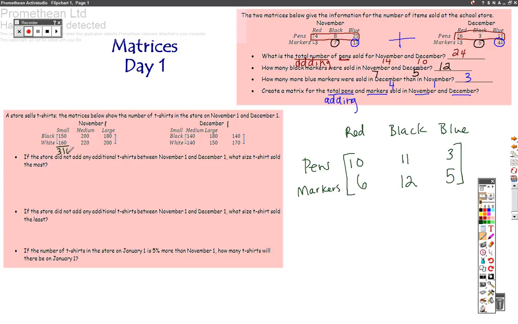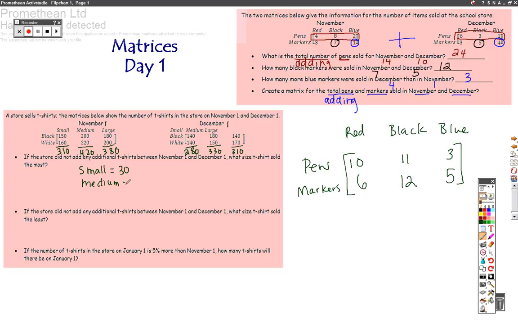This gives me 310. This gives me 420, and this gives me 380. This gives me 280 because I'm looking at total shirts. This gives me 330, and this gives me 310. So in November I started out with 310 small shirts, and now I only have 280 small shirts. So that means that for small you sold 30.